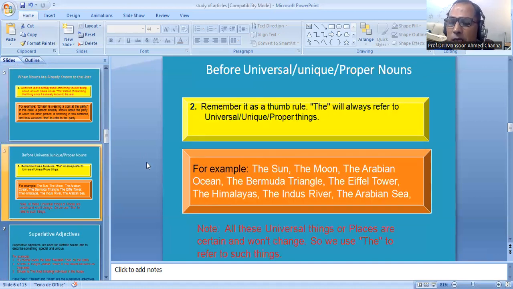We use the before universal, unique, or proper nouns. Remember it as a thumb rule. The will always refer to universal, unique, proper things. For example, universal things are natural things: the sun, the moon, the Arabian Ocean, the Bermuda Triangle, the Eiffel Tower, the Himalayas, the Indus River, the Arabian Sea, the Mount Everest, and so on. Note, all these universal things or places are certain and won't change. So we use the to refer to such things.